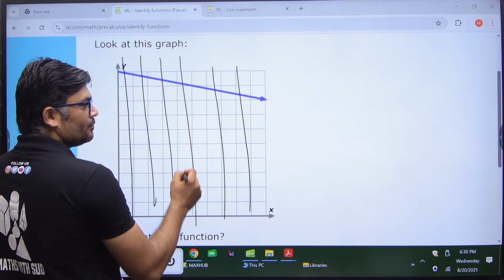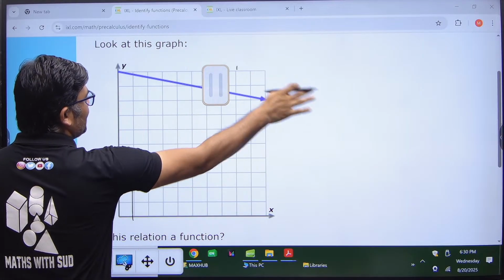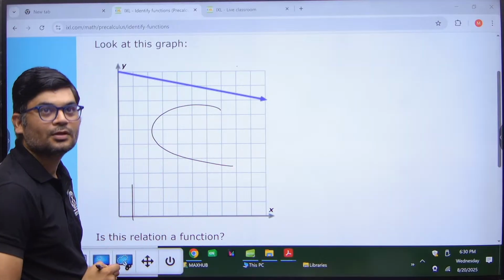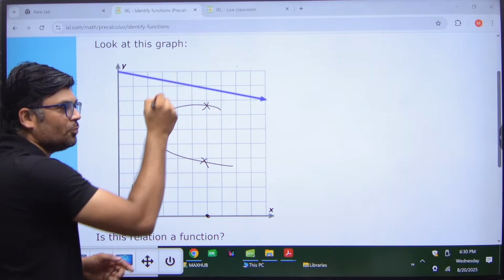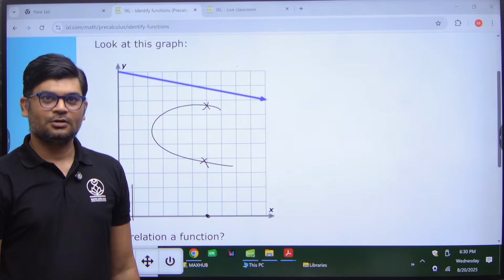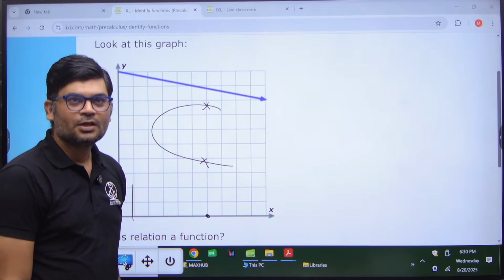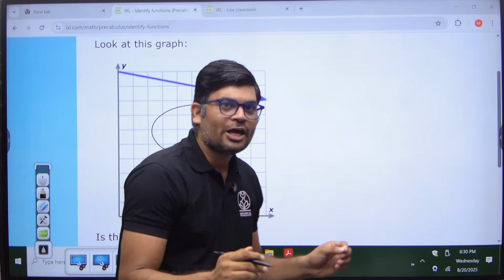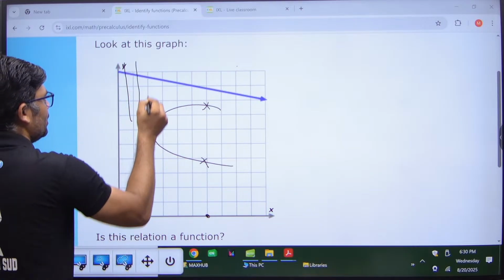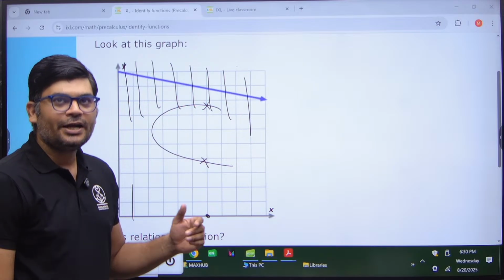But suppose it touches at more than one point, suppose the graph is like this. So for a single input, you will have either this output or this output. So it is a confusion. For a single input, you can't have two outputs. So it is not a function. Function means you have to draw an imaginary line in your mind, and if it touches at only a single point, we say it is a function.